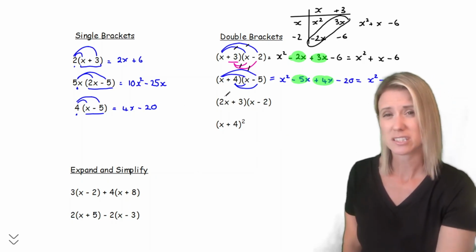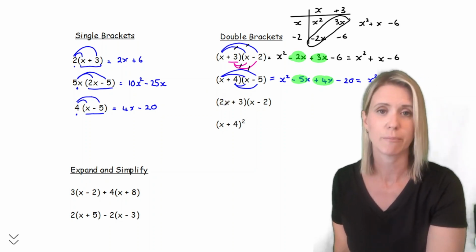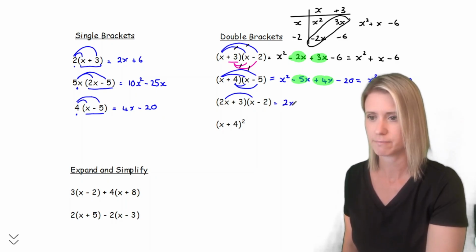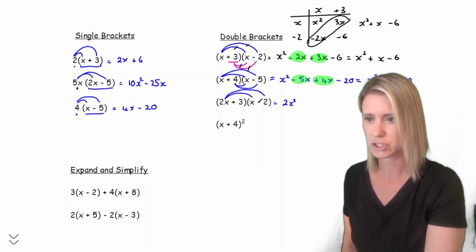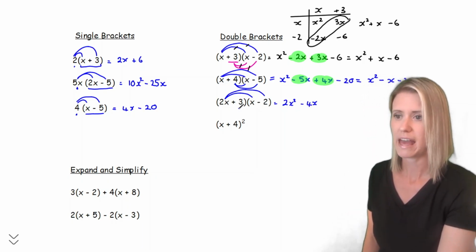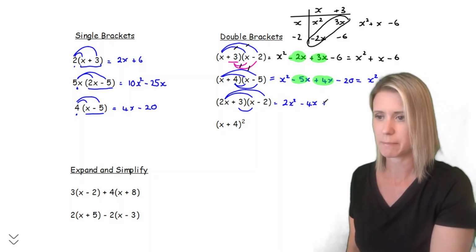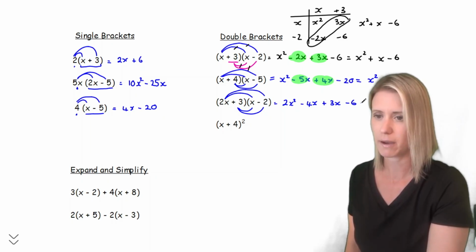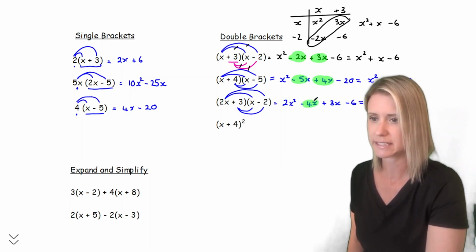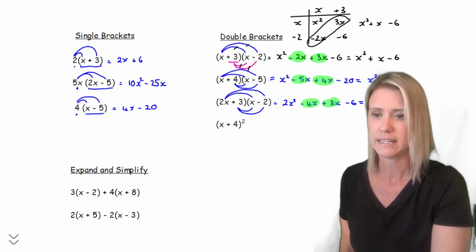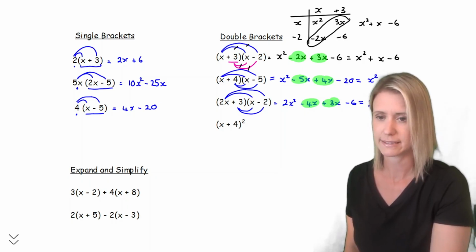Okay, another question, slightly harder because we now have a coefficient, a number in front of the x. 2x multiplied by x is 2x squared. We also need to multiply that 2x by negative 2, gives us minus 4x. Then we have the 3 multiplied by x, which is going to be positive 3x. And the 3 multiplied by negative 2, which is minus 6. So combining those like terms together, minus 4x plus 3x, negative 4 plus 3 is negative 1, giving us 2x squared minus x minus 6.